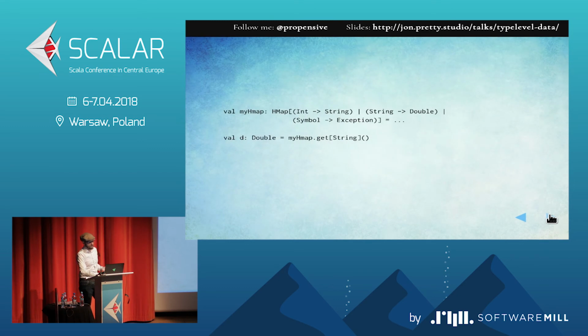But what the compiler will allow us to do is we can ask for a string, and through unification, it will dive into this type here, which is an intersection type. It's an intersection of key values, and it will pluck out the one that matches the string as the key here, and it will effectively ignore the other two parts of it. And having plucked out this type here, it can then use the double, which can make the return type.